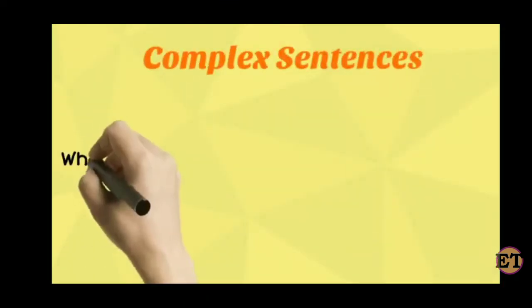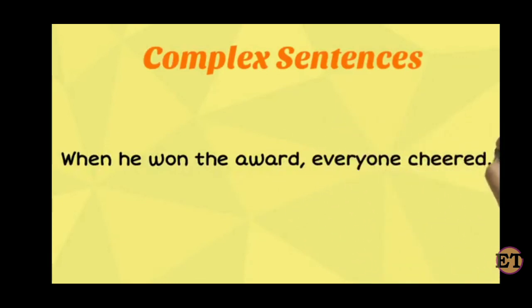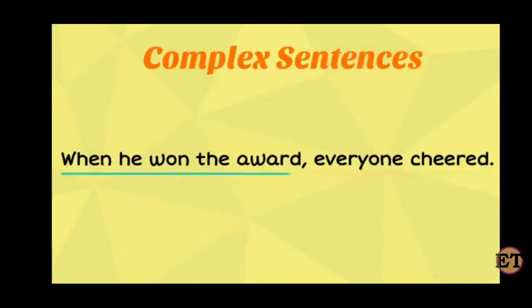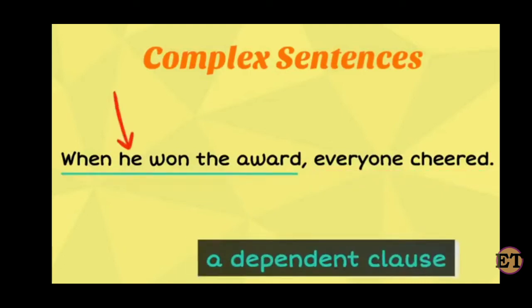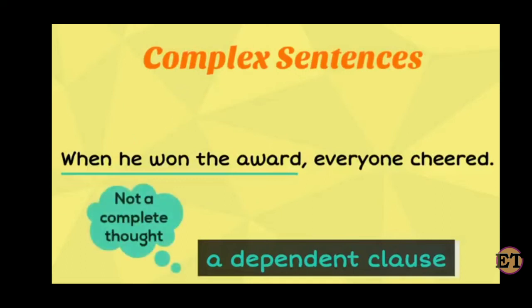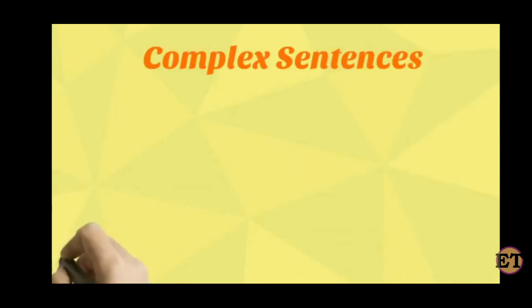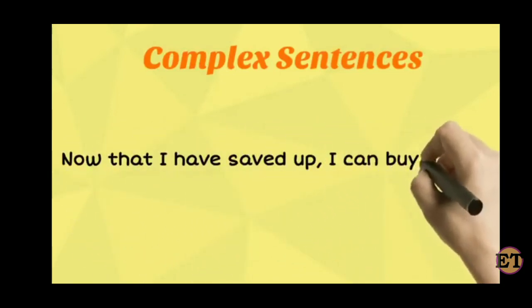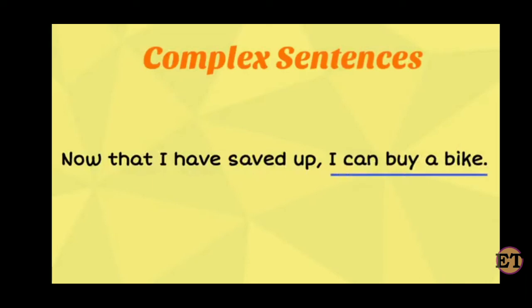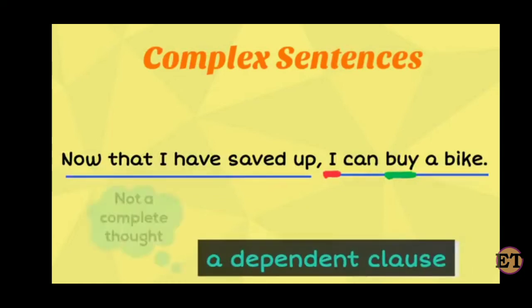Here is a complex sentence. When he won the award, everyone cheered. This is the independent clause because it has one subject and one verb, and it's a completed thought. This clause is a dependent clause because even though it has a subject and a verb, it's not a completed thought. Let's look at another example. Now that I have saved up, I can buy a bike. This is an independent clause because it has one subject, one verb, and is a completed thought. This is a dependent clause because it's not a completed thought.